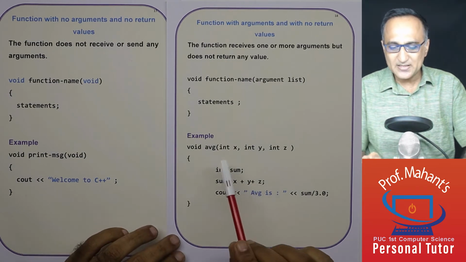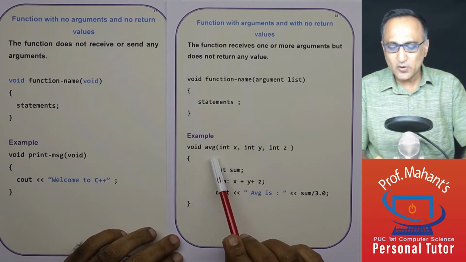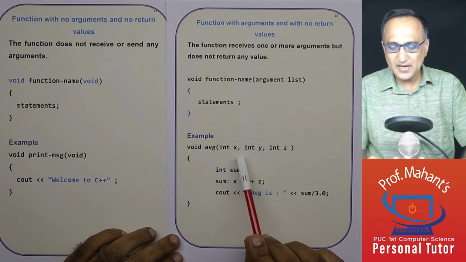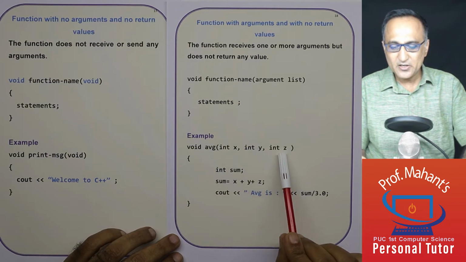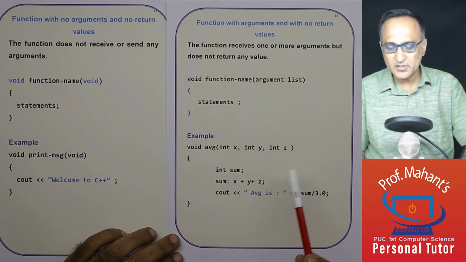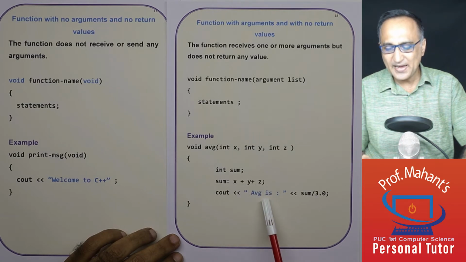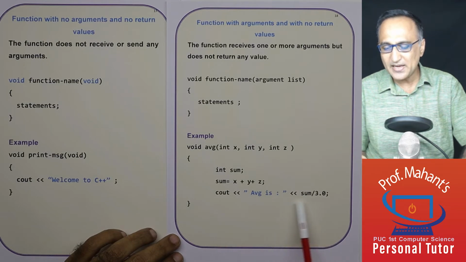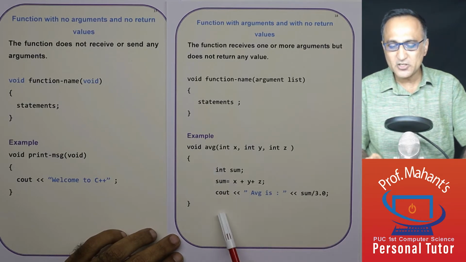So take a look at this. Here I have a function called average which is accepting x, y and z. So the user can send some numbers, 10, 20, 30, whatever he or she wants. I have a local variable sum. Sum is x plus y plus z and average is sum divided by 3.0. I am printing the average in this particular function average.